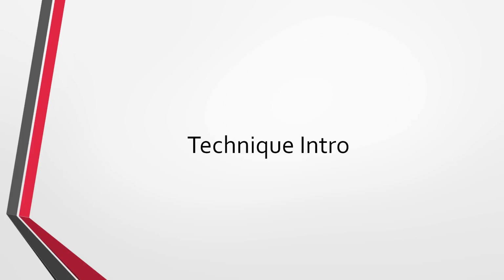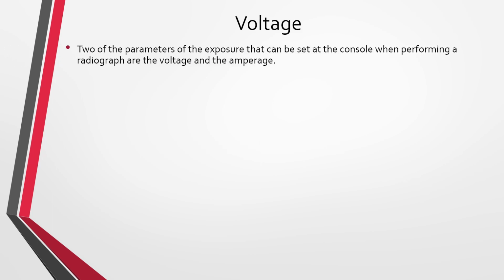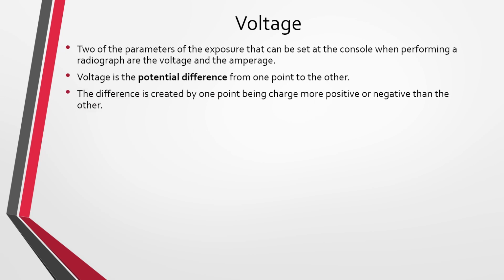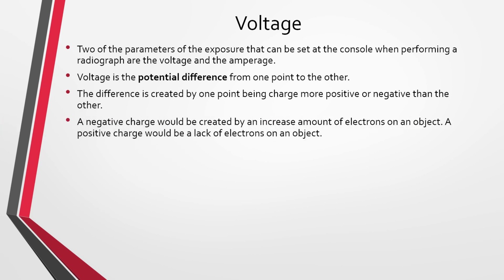We'll begin with an introduction to technique. We'll begin with an introduction to voltage. Two of the parameters of the exposure that can be set on the console when performing a radiograph are the voltage and the amperage. Voltage is the potential difference from one point to the other. The difference is created by one point being charged more positive or negative than the other charge. A negative charge would be created by an increase in the amount of electrons on an object. A positive charge would be just the lack of electrons. We can create this with the introduction of electricity.